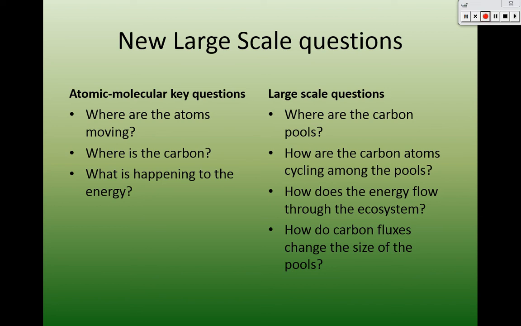And then how do carbon fluxes change the size of the pools? So a carbon flux is really a large shift of carbon from one pool to another. And that happens when these pools get out of balance. And so one of the things we're going to learn about for the remainder of the unit is what an ecosystem needs to be in balance so that you don't get large carbon fluxes.